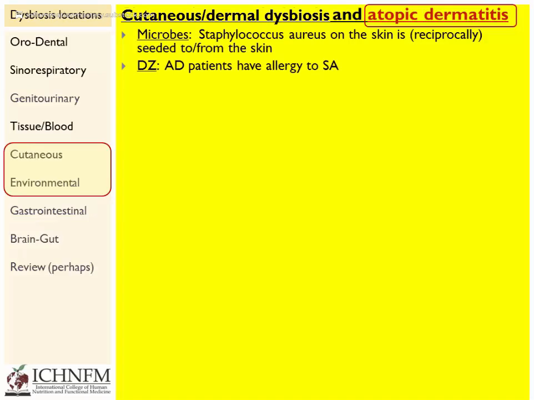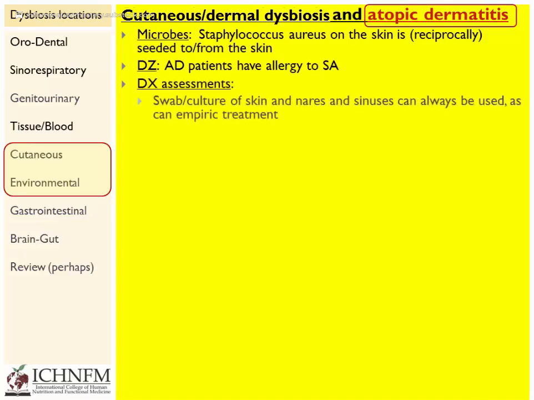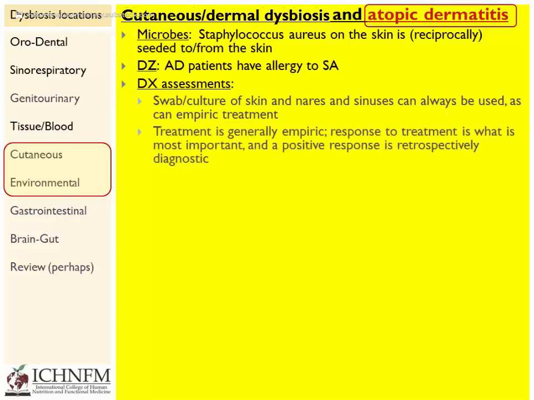Diseases: atopic dermatitis patients have allergy to Staphylococcus aureus. Our assessments can include swab and culture of the skin and nares, and sinuses can also be performed, or we could simply use empiric treatment. Most studies have used simple empiric treatment without the need for extensive laboratory assessment and culturing of samples. Treatment, again, is generally empiric. Response to treatment is what is most important, and a positive response is retrospectively diagnostic.